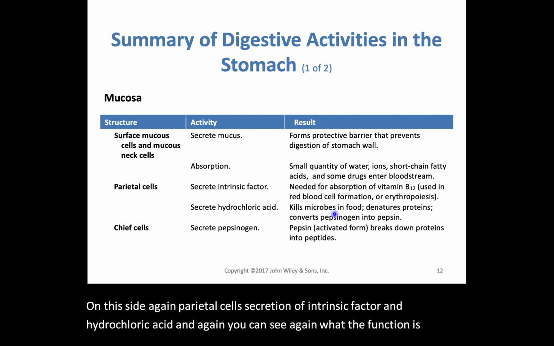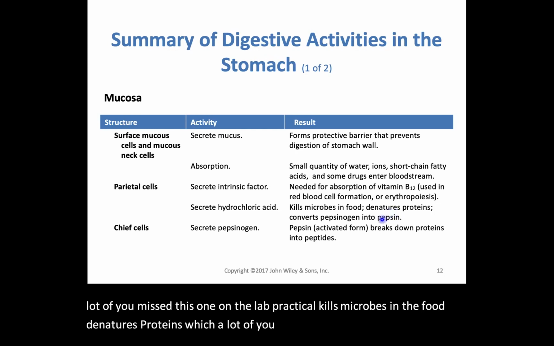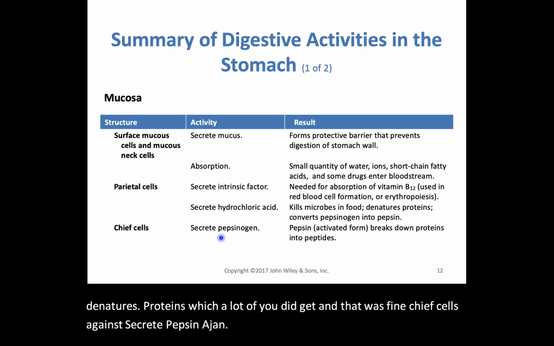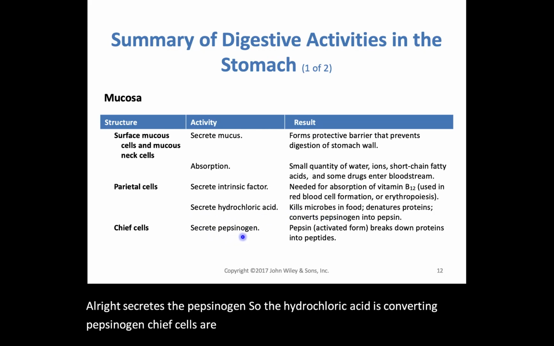A lot of you missed this one on the lab practical. Kills microbes in the food, denatures proteins, which a lot of you did get, and that was fine. Chief cells, again, secrete the pepsinogen. So the hydrochloric acid is converting pepsinogen. The chief cells are secreting the pepsinogen.